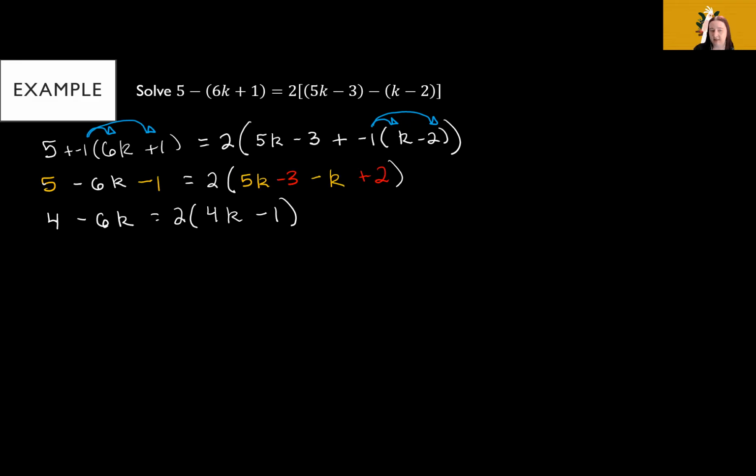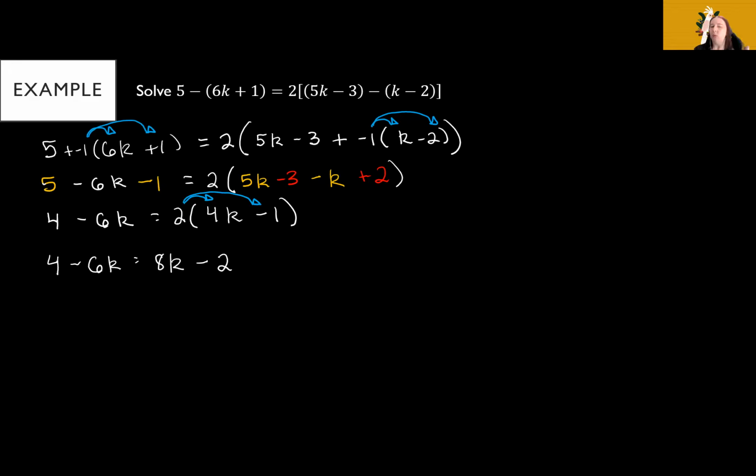Now, left side is simplified. There's nothing more we can do on the left, but the right side we can still distribute. So we're still simplifying. We're not even solving yet. We're just rewriting these. So I get 4 minus 6k equals, and then 2 times 4 is 8, so that's 8k. And then 2 times -1 is -2.